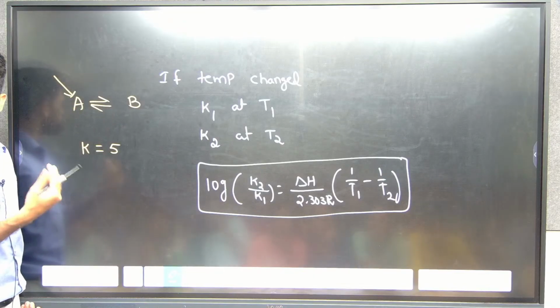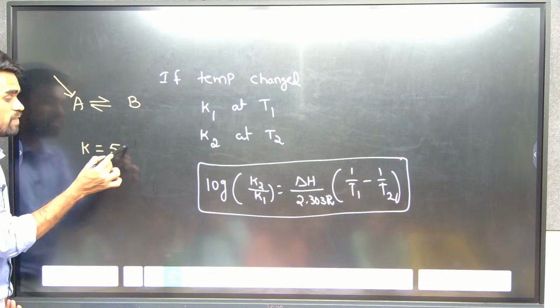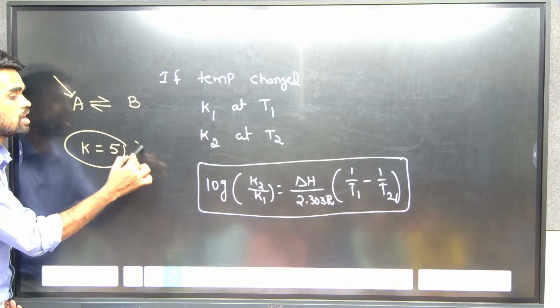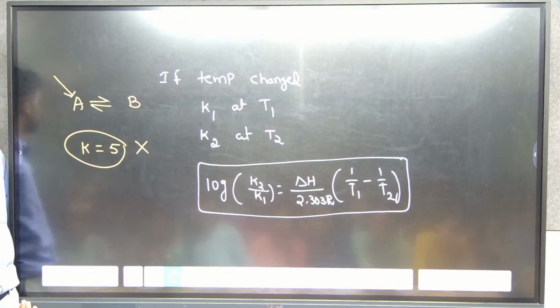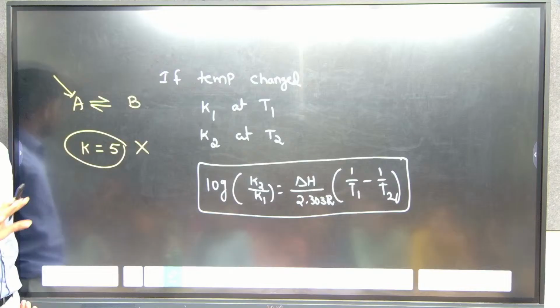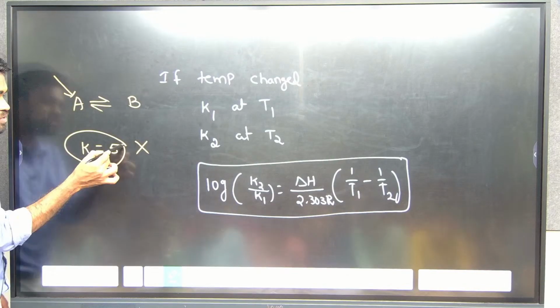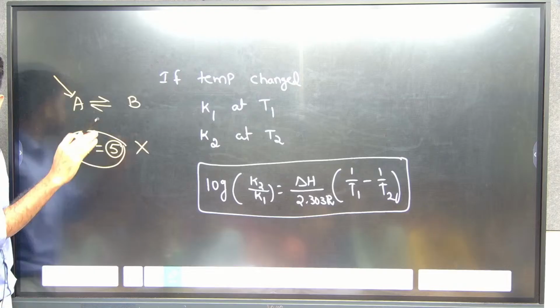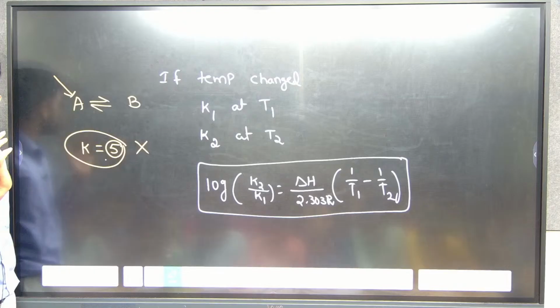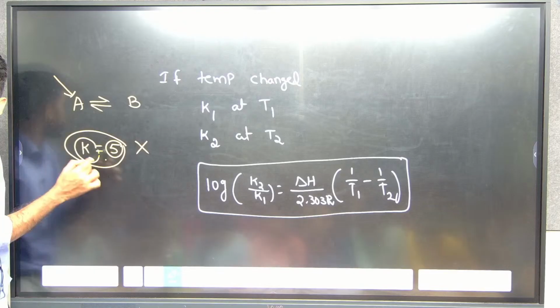I am increasing the concentration of A. The reaction moves forward, all this happens, we know. But the value of the equilibrium constant does not change. The constant does not change, so this value will be fixed. There will not be any change in the equilibrium constant value.